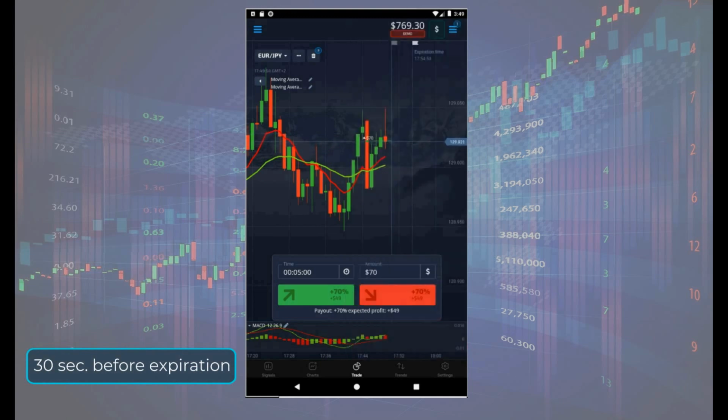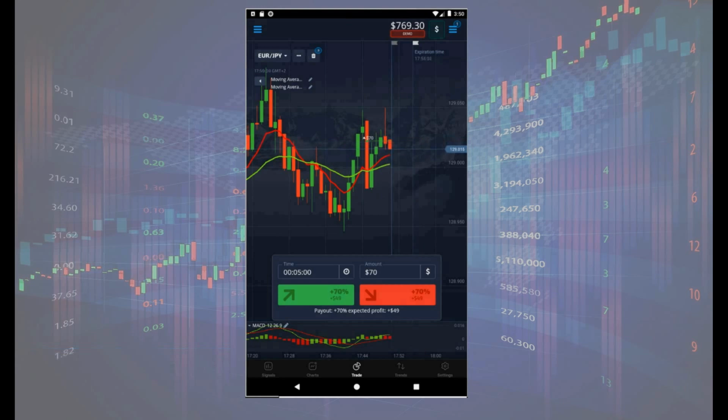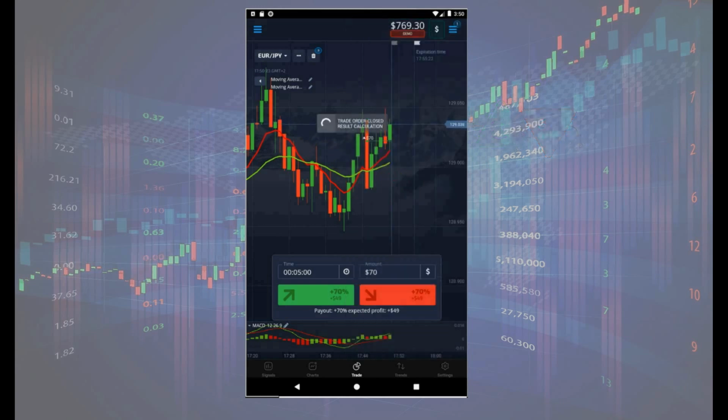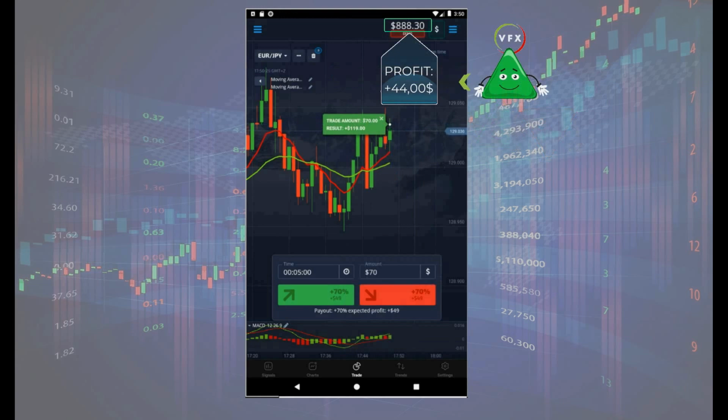The price is near the opening level, above the moving average. Oscillators indicate a continuation of the uptrend. We are waiting for expiration. In the last seconds, the second option closes in profit.